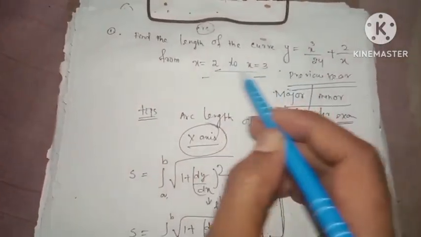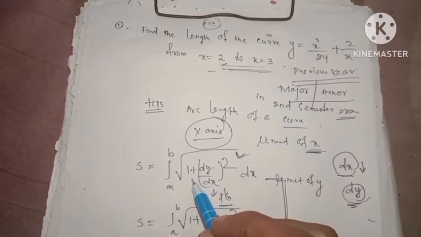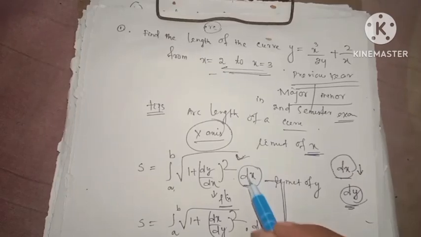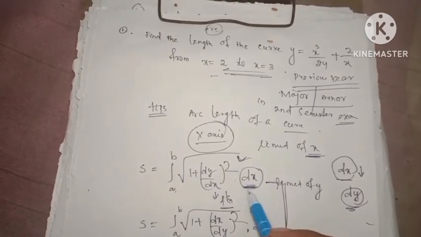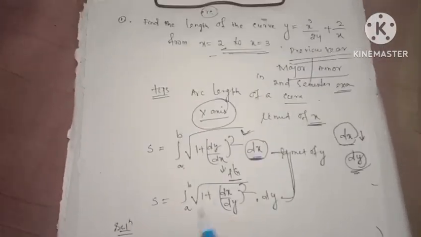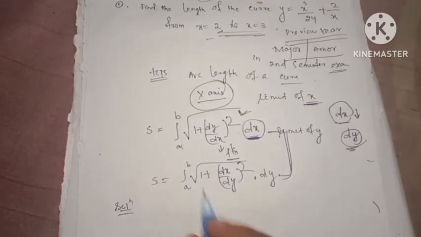So this is the limit of x. So I will put this formula, 1 plus dy with respect to dx, because this is the limit of x, so with respect to dx. So how can I solve this question? Solution. Given that, so what is the formula of s?